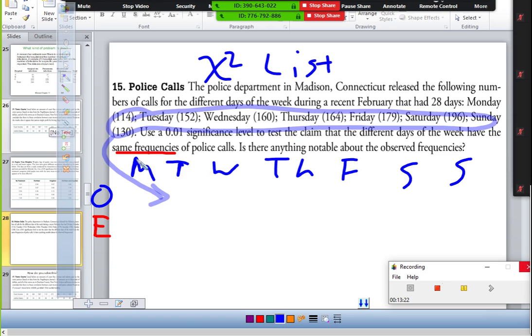And so then here they are. Here are my categories: Monday, Tuesday, Wednesday, Thursday, Friday, Saturday. And then we're going to take these observeds. You're always given the observeds, and you have to put them into your table. And then you always have to calculate your expecteds. So expecteds, you always have to calculate those always. Here, we're going to say they are the same frequencies. They also didn't give me percentages, so that means I'm just going to take the total and add up all these numbers, 114, 152, 160, 164, 179, 196, and 130, and divide by 7, because there's 7 days. So I'll divide equally amongst them.